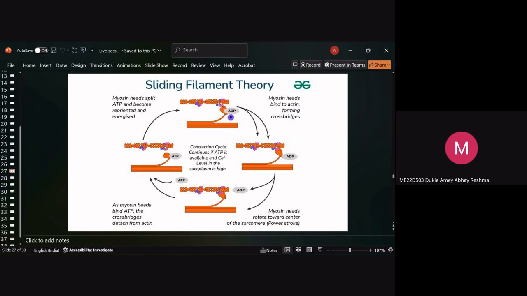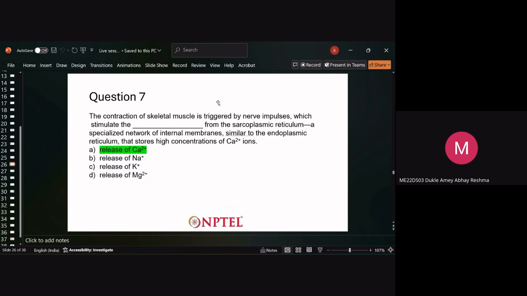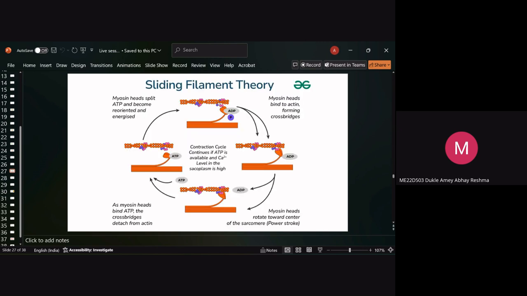You can see the entire cycle continues if ATP is available and the calcium level in the cytoplasm is high. The neurons give a signal to the sarcoplasm, which increases the calcium level, and that leads to the entire cycle going on. That is why release of calcium is very important.